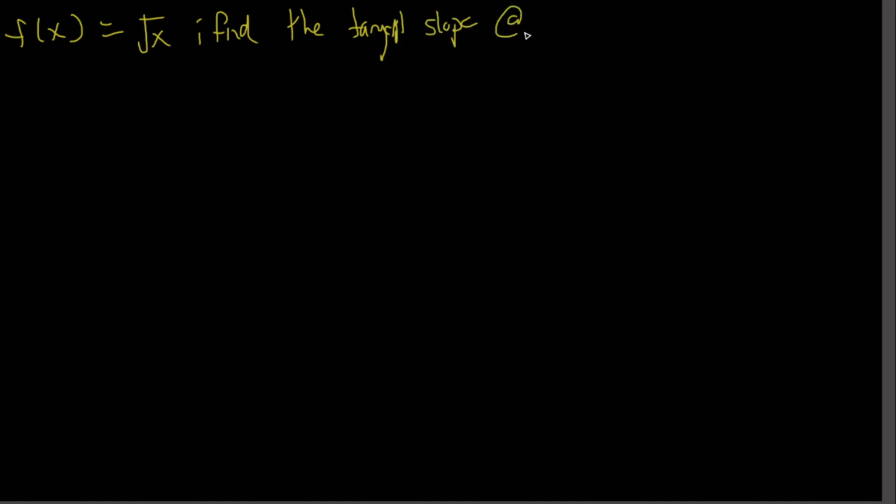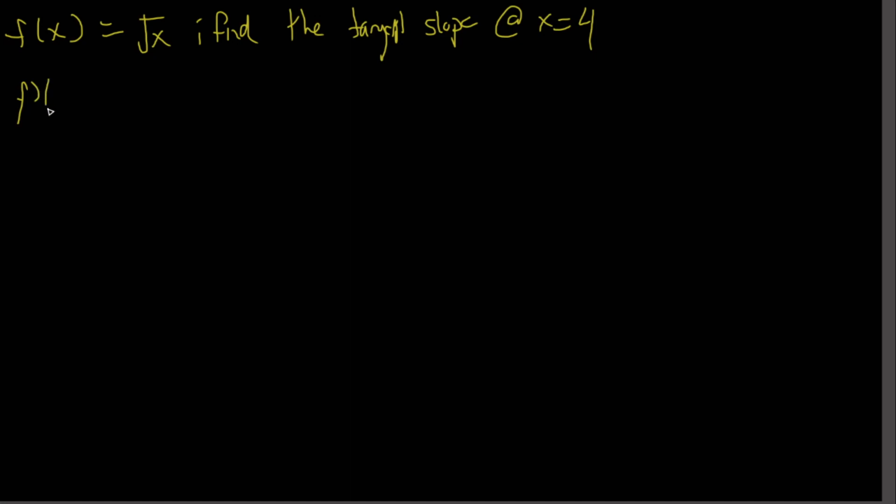I'm going to do one more example involving a radical. We are told that f of x is equal to root x, and we need to find the tangent slope at x equal to 4. Now, again, we find f prime at x, and then we find f prime at 4.